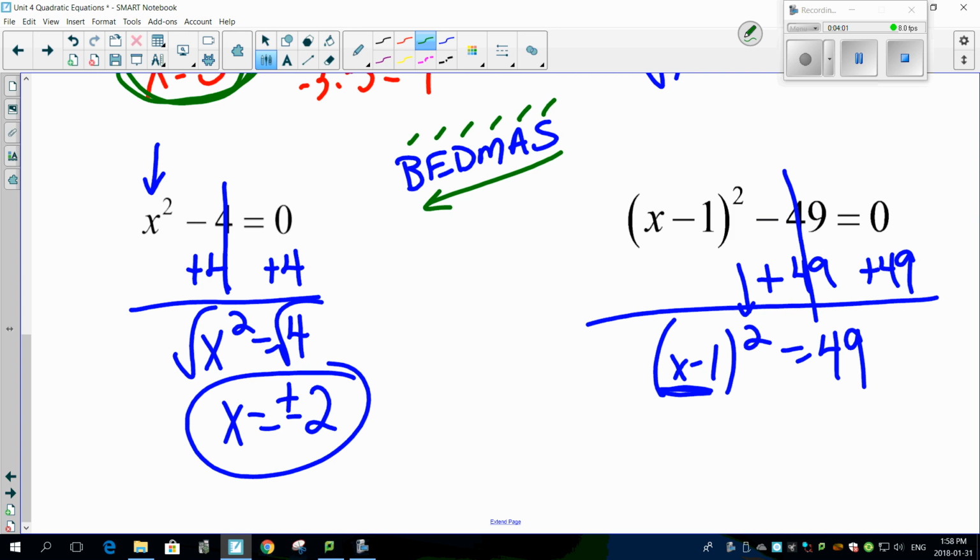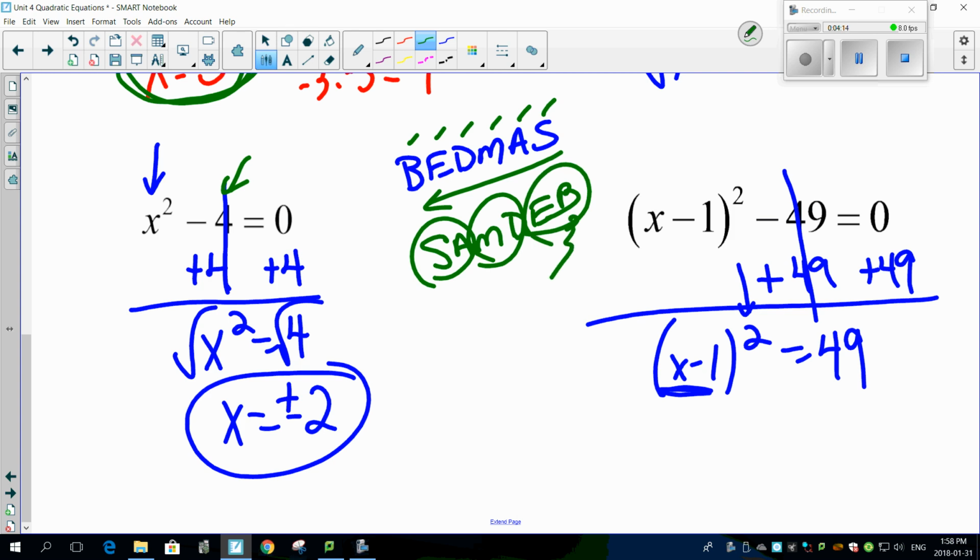When you're doing algebra, you're actually doing SAM, Deb. You do the subtraction addition first, like I did here. You do the multiplication division next, if there is any, and exponents and brackets last. Look how the brackets are last. So that's going to help you out with this question right here. Do the brackets last. So do what's inside the brackets very, very last. So you have to square root first, right? Leaving you with x minus 1 equals the square root of 49. It's not 7. It's plus or minus 7.